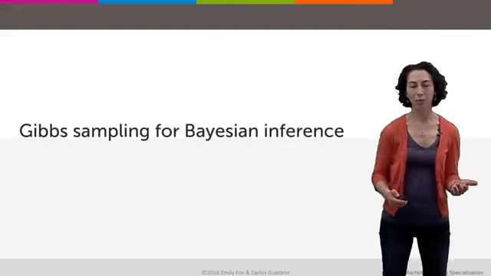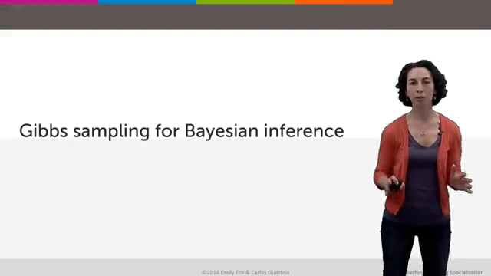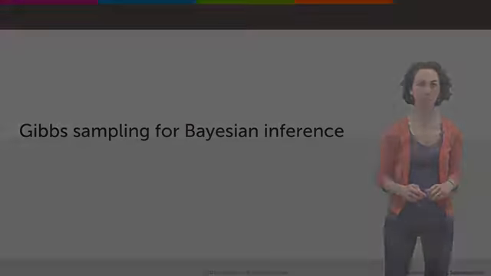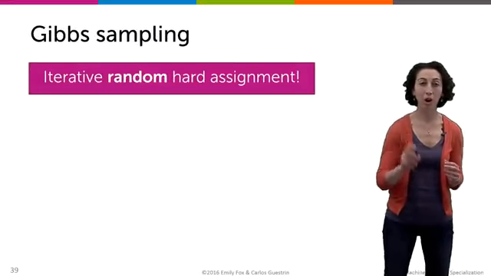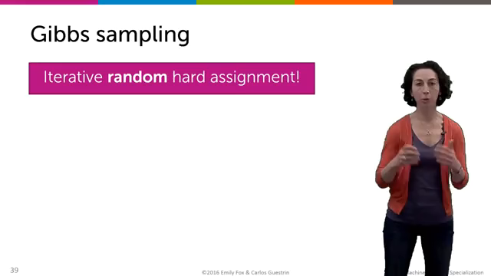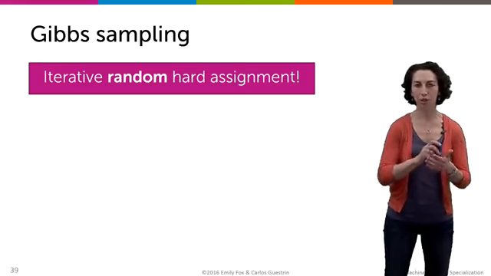But as an alternative, we can perform Bayesian inference using a totally different algorithm called Gibbs sampling. And in Gibbs sampling, we're going to iteratively provide hard assignments just like we did in k-means, but these hard assignments are going to be drawn randomly from a specific distribution. Whereas remember in k-means, we just solved an equation and got a solution.